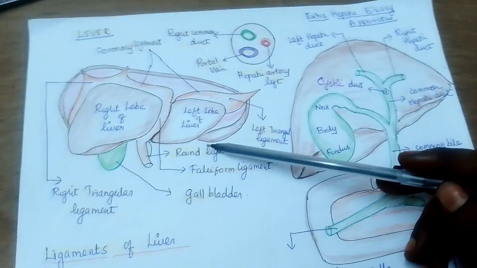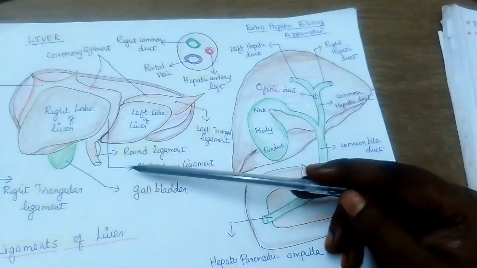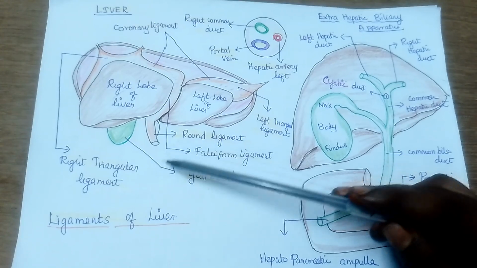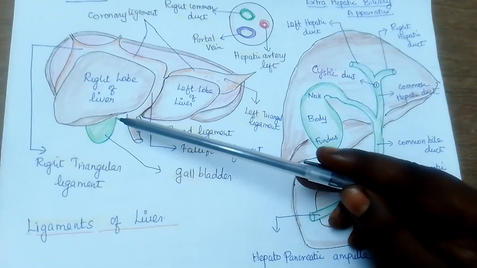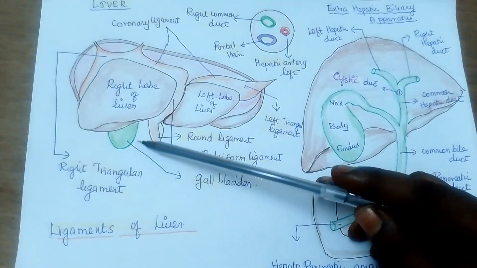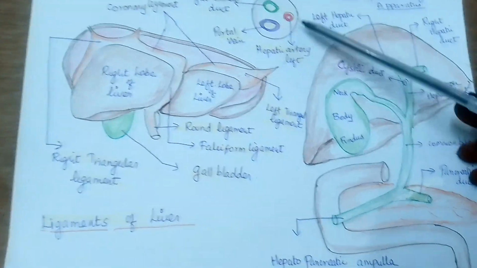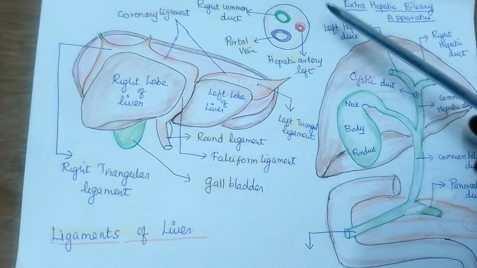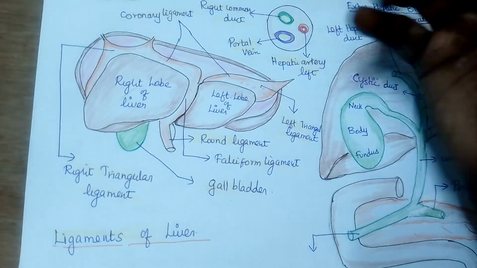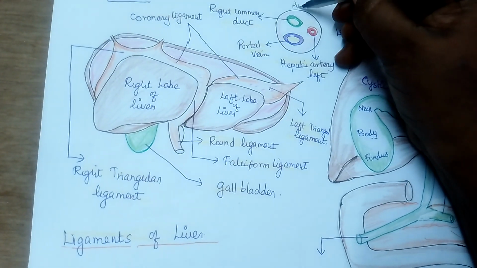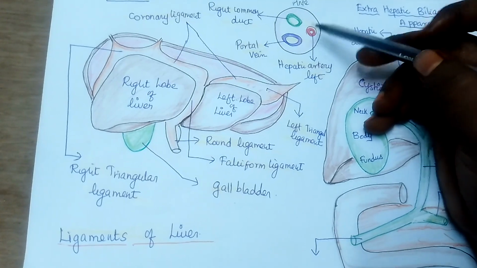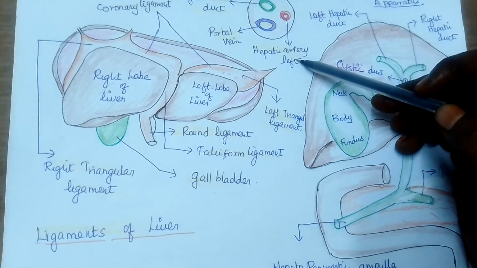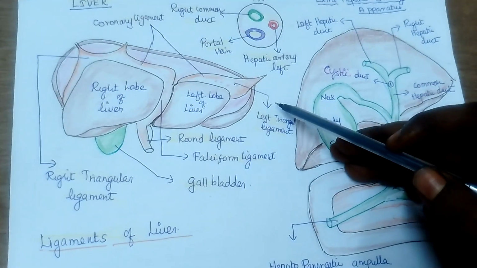So this is the falciform ligament, and this is the round ligament, right? And then this portion is called the gallbladder. If you see the cut section of the liver, this is the anterior surface and this is the posterior surface. You can see the common duct, portal vein and the hepatic artery if you cut the liver.